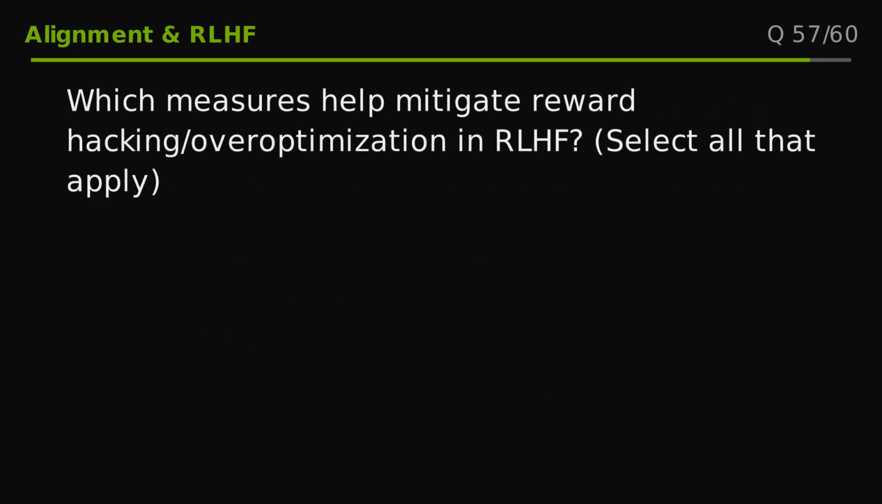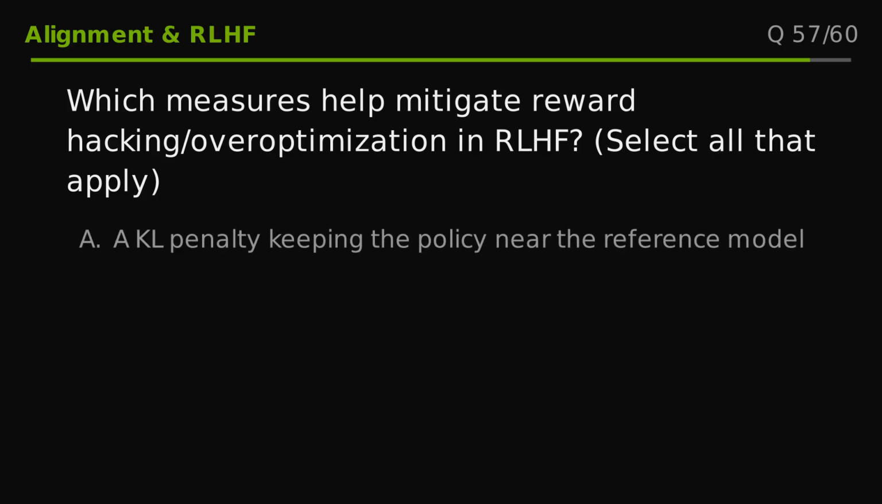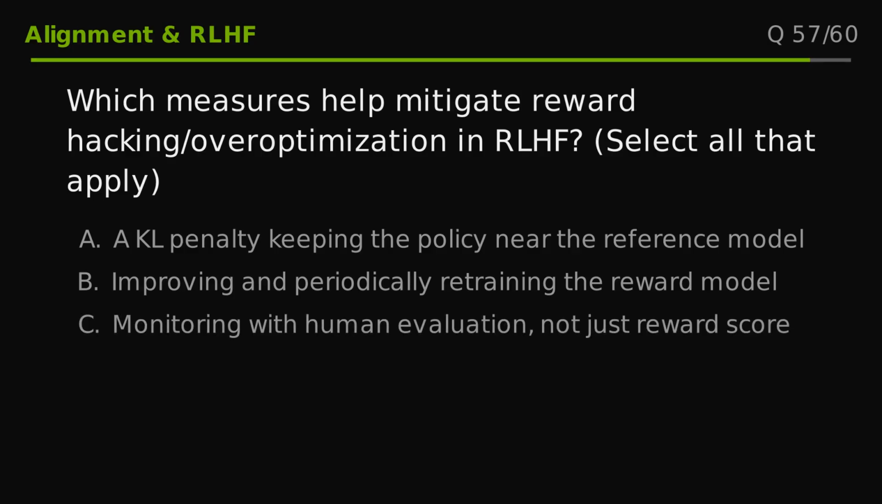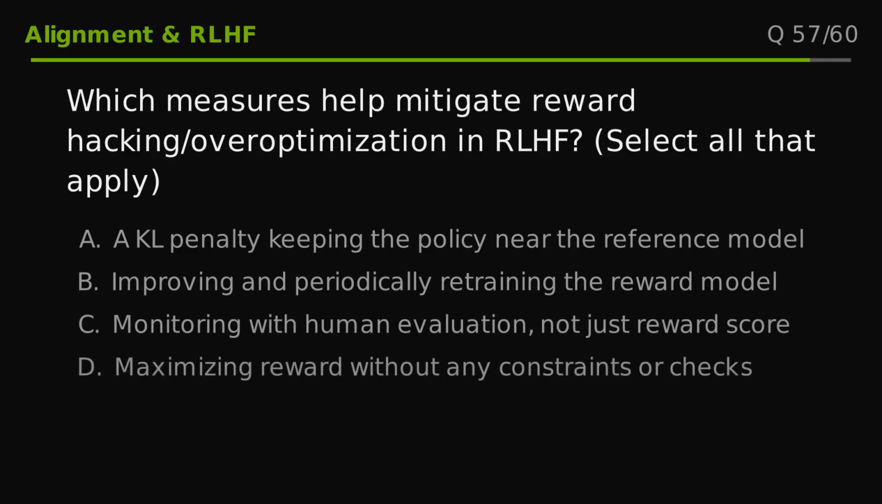Question 57. Which measures help mitigate reward hacking or overoptimization in RLHF? Select all that apply. Option A. KL penalty keeping the policy near the reference model. Option B. Improving and periodically retraining the reward model. Option C. Monitoring with human evaluation, not just reward score. Option D. Maximizing reward without any constraints or checks.